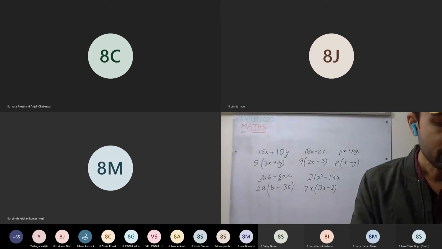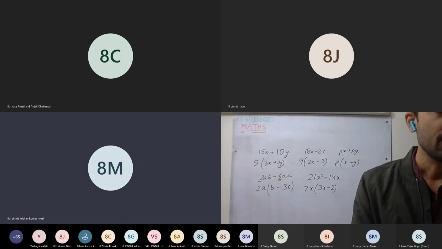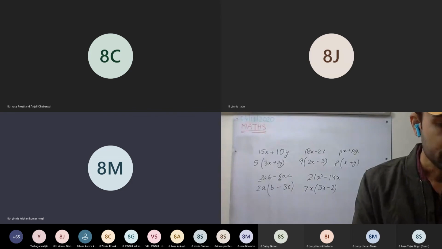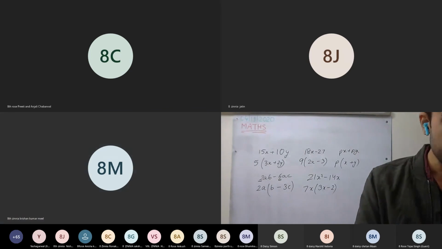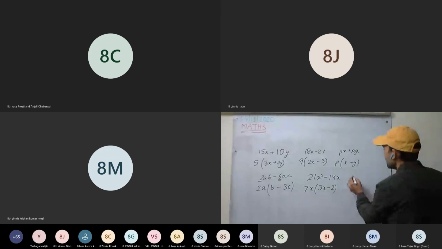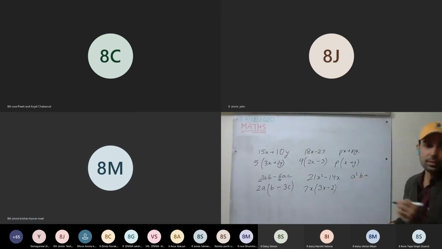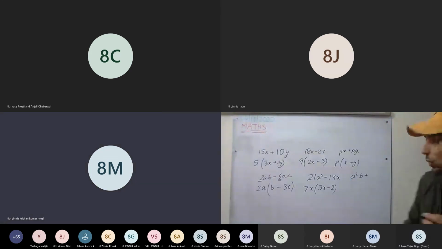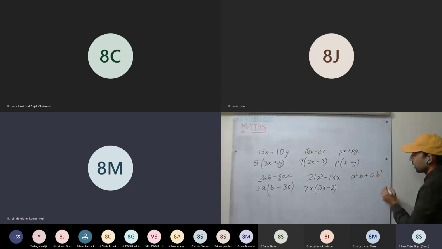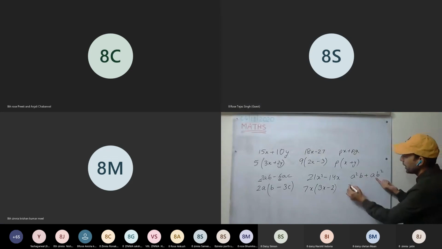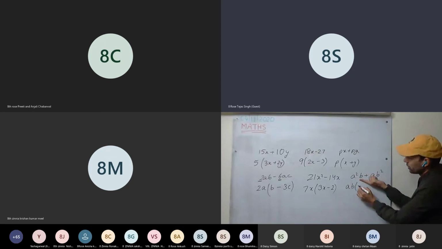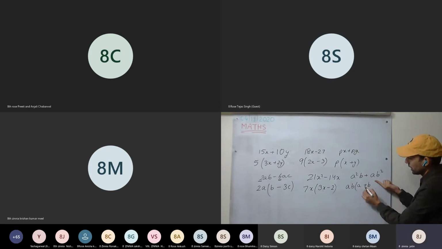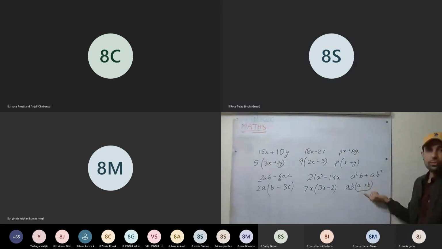Okay, second question we are starting. This time Tejas, you answer: a square b plus ab square. Sir, the common factor is ab. Among a square and a, b and b square, ab is common. So divide each term: it will be a plus b. So these are the factors of a square b plus ab square.